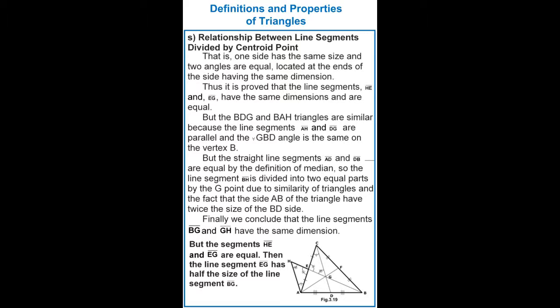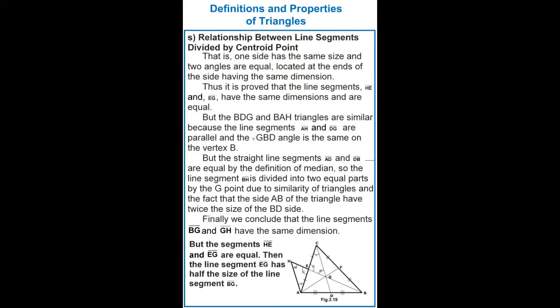Continuing with the proof on this next slide, figure 3.19 is presented again, and you verify that the triangles AEH and CEG are the same because they have one equal side and two equal angles at the ends of the side that has the same dimension. Therefore, the line segments AE and EG have the same dimensions, they are equal.